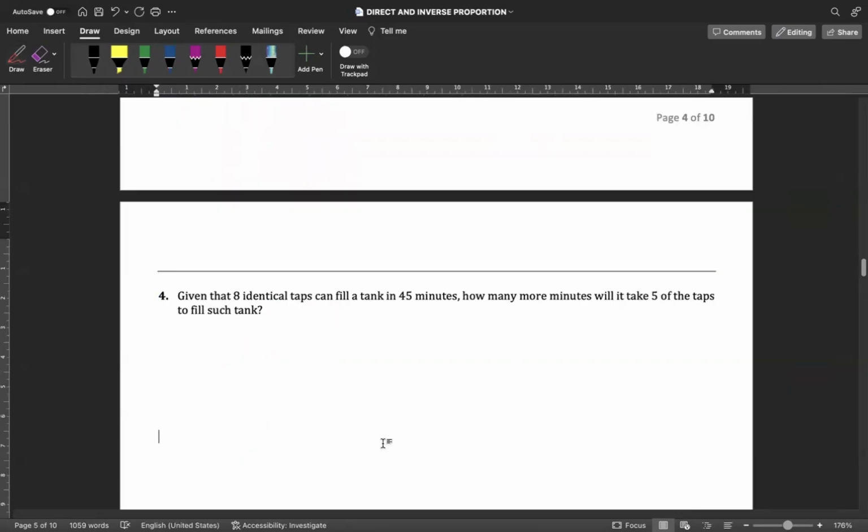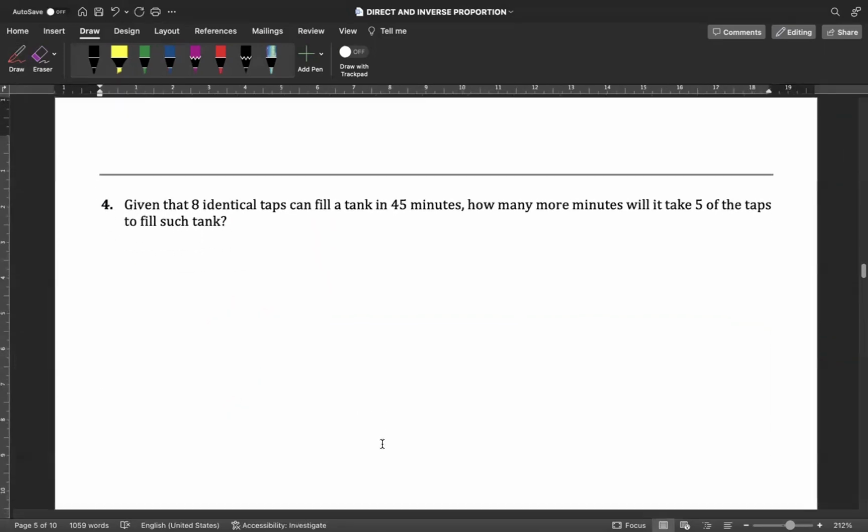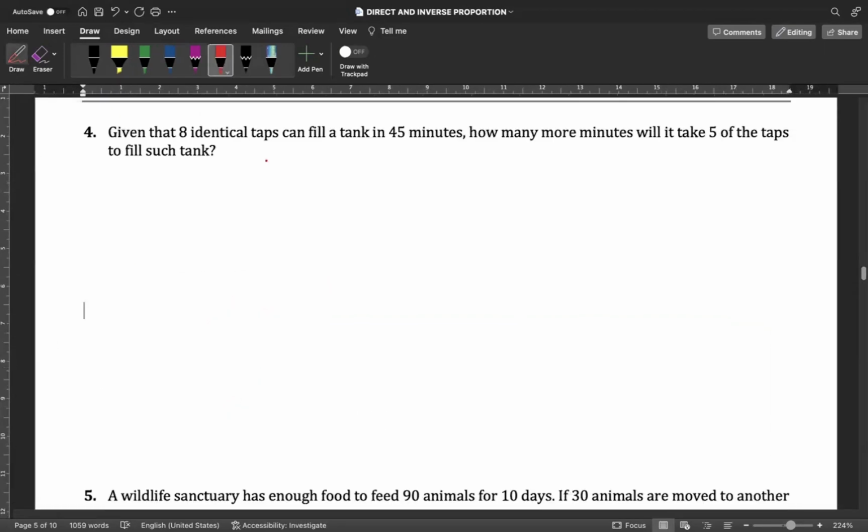Okay, next, let's discuss number 4. Given that 8 identical taps can fill a tank in 45 minutes, how many more minutes will it take for 5 of the taps to fill such a tank? This is a problem involving inverse proportion. I will show you two methods. First, we will use the unitary method, and the second one, we will use the proportion method.